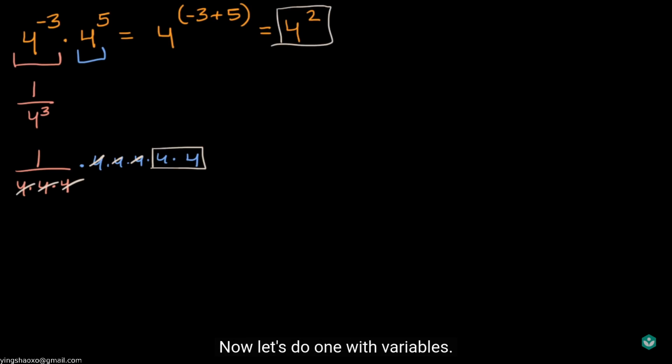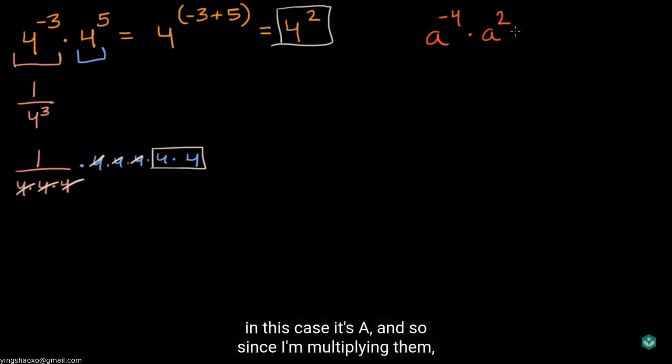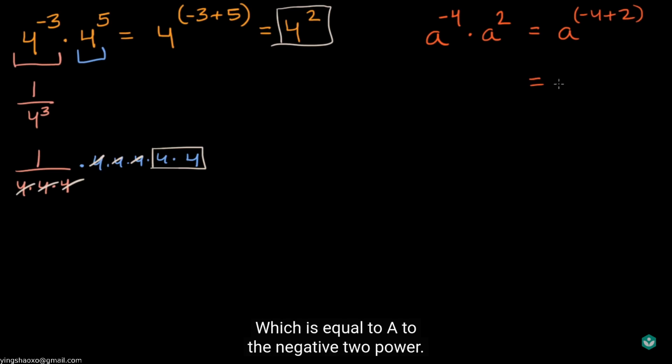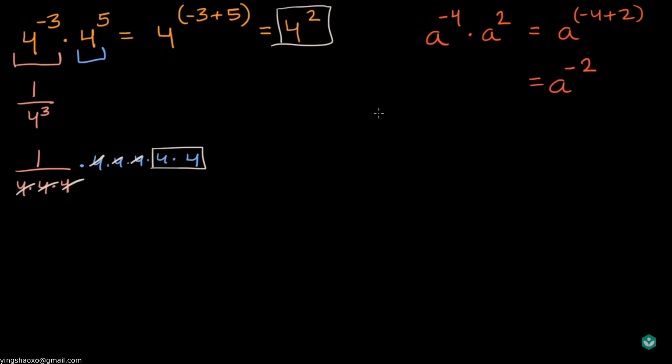Now let's do one with variables. So let's say that you have a to the negative 4th power times a squared. What is that going to be? Well, once again, you have the same base. In this case, it's a. And since I'm multiplying them, you can just add the exponents. So it's going to be a to the negative 4 plus 2 power, which is equal to a to the negative 2 power.